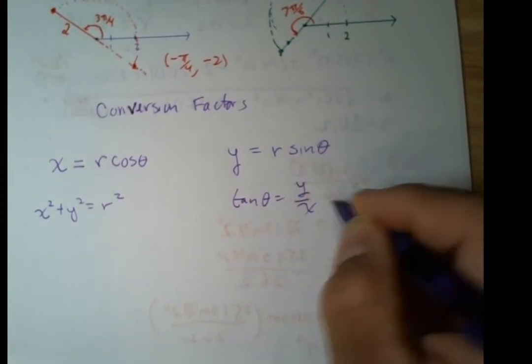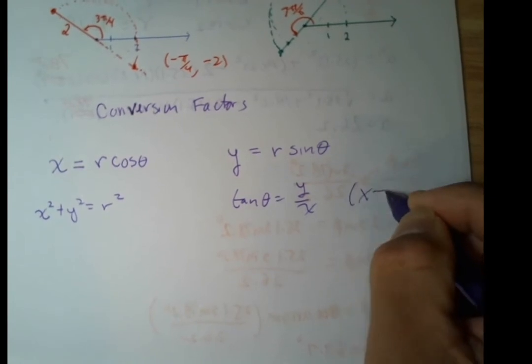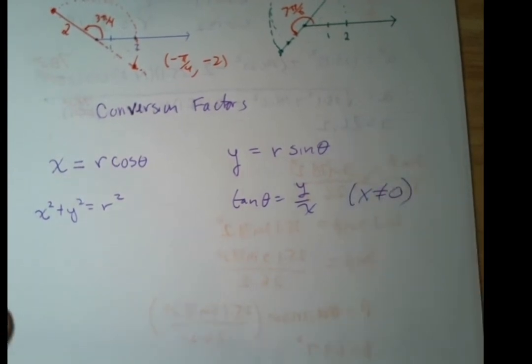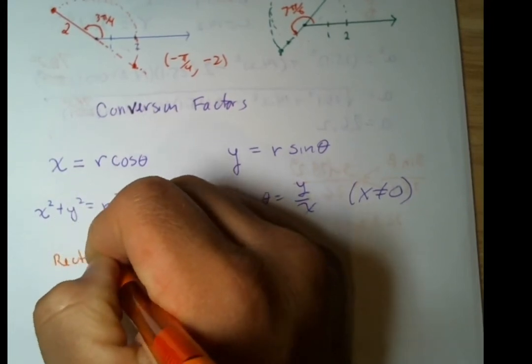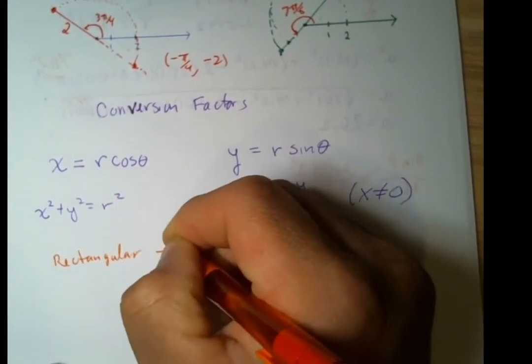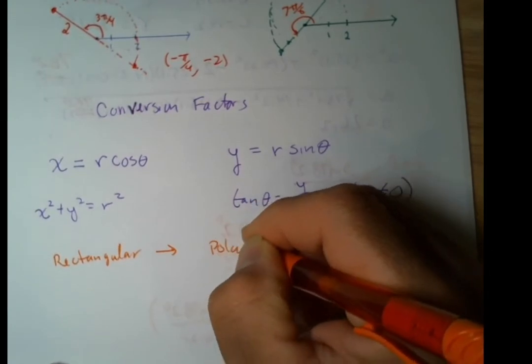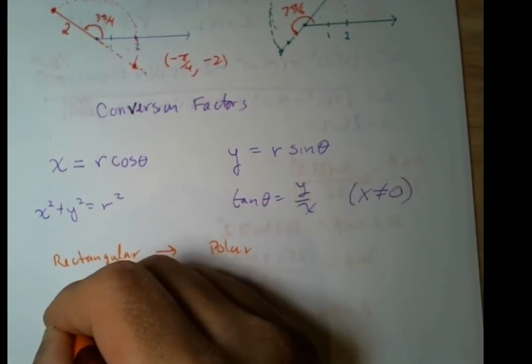All right, and again here, always when we're dividing, make sure we stipulate that this holds unless x does not equal 0, in which case the tangent of theta is undefined. All right, so for example, let's say we wanted to go from rectangular to polar.